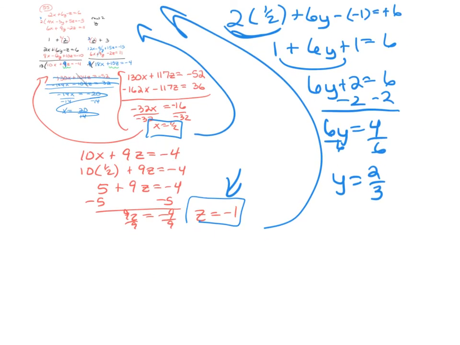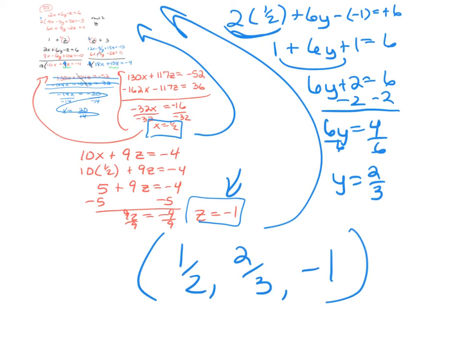So my ordered triple is 1/2, 2/3, and -1. Now, I know you're going to be stressed with time, but what I recommend you do is when you're going through the test, if that first variable you solve for is not listed in any of the answers, you might want to stop and go back and check.